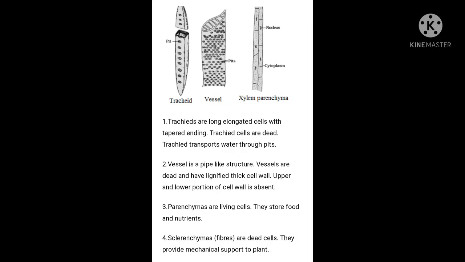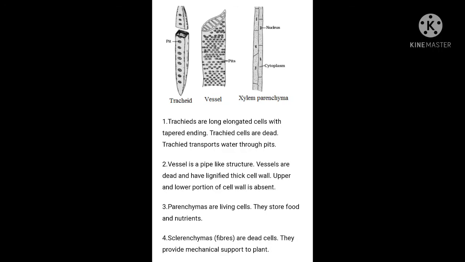Tracheids are long elongated cells with tapered ending. You can see the ending. Tracheid cells are dead cells. Tracheids transport water through pits. Tracheid is present inside the xylem. So this tracheid helps in the transportation of water through the pits which are present inside it.